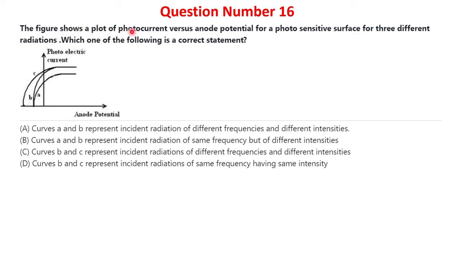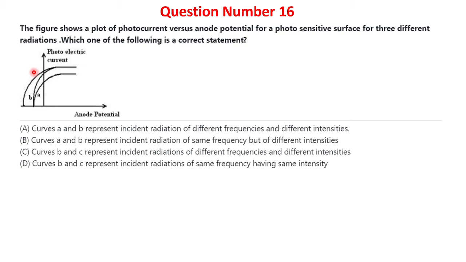The figure shows a plot of photoelectric current versus anode potential. This question is equally important for your board exams also. For 3 different radiations, which one of the following statements is correct? This question has already been done in class also, if you could recall.